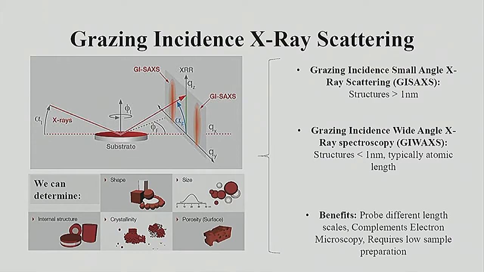So from the scatter pattern of these techniques, we can determine the shape, the size, the internal structure. Not only that, but we can also see if the sample is crystalline or amorphous, or if there is any porosity. Among the benefits of this technique, we have that they can probe different length scales with just a small variation of the angle. And we can also complement the result of electron microscopy. And also, this technique requires low sample preparation.